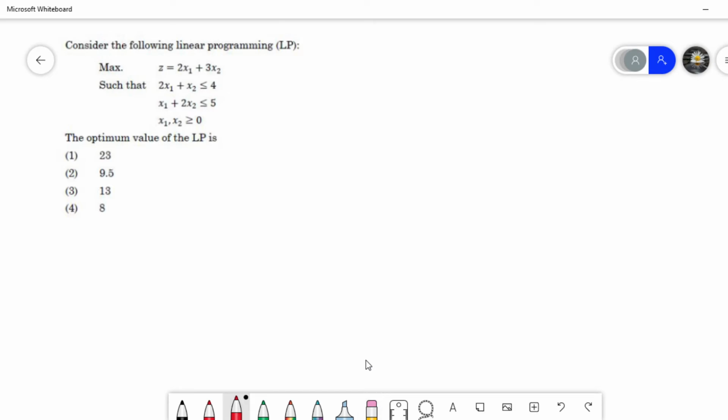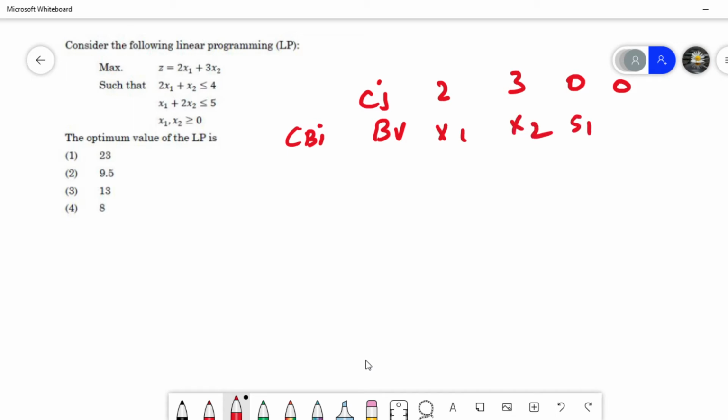So again, I am framing the next table. So CPI, CJ PV. In CJ we are going to place the objective function values we know already: 2, 3, 0, 0. Then basic variables x1, x2, s1, s2, then solution.